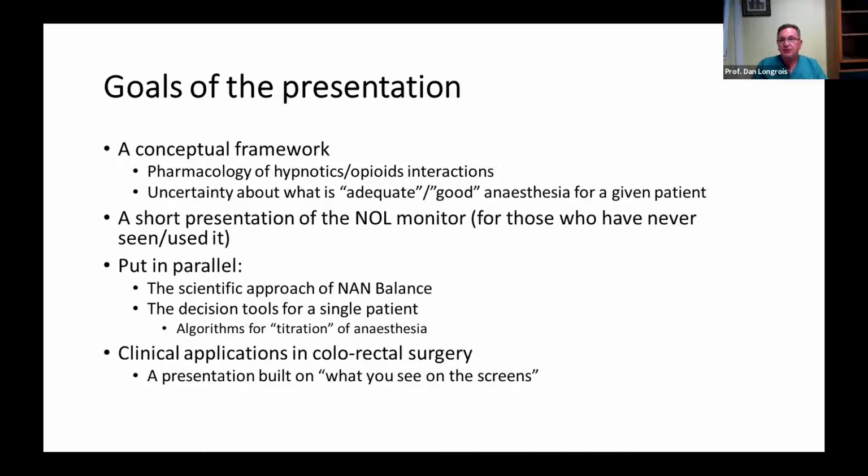A short presentation of the NOL monitor for those of you who have never used it or never seen it, and then put in parallel some of the knowledge accumulated on the monitors of nociception, anti-nociception balance, and then the tools which allow us to take decisions for a single patient, and then an example, a case scenario of NOL use in a patient who underwent colorectal surgery.